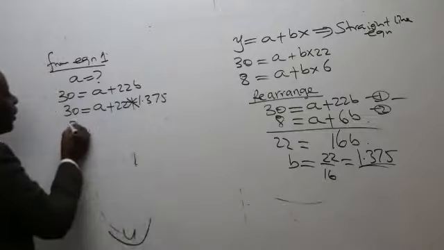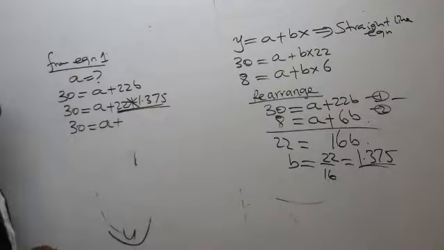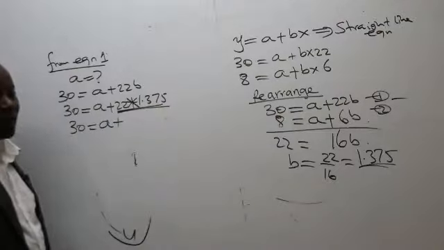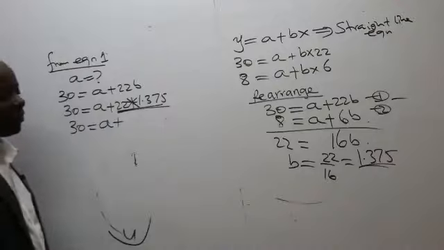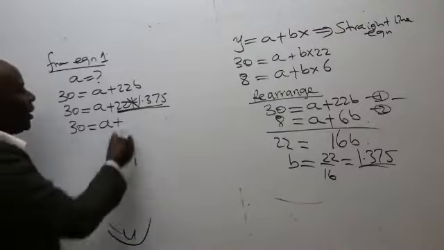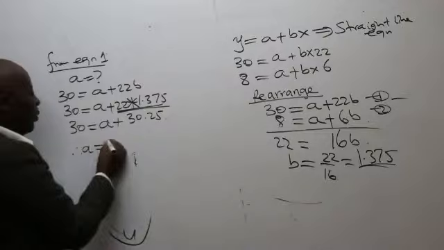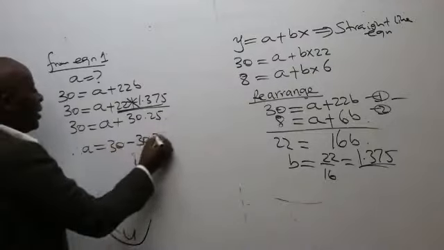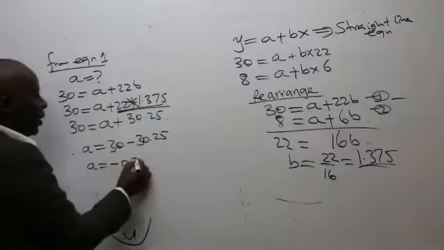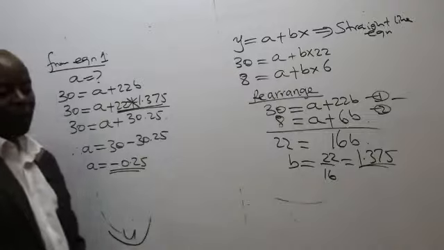Meaning, ladies and gentlemen, that our 30 will be equal to A plus, could you kindly give me this? What is 22 times 1.375? Can somebody give us this figure? According to Hillary, this is 30.375. Thank you very much. Therefore, our A will be 30 minus 30.25, which will end up giving us what figure, somebody here? Minus 0.25. Thank you very much. Thank you, Faith.